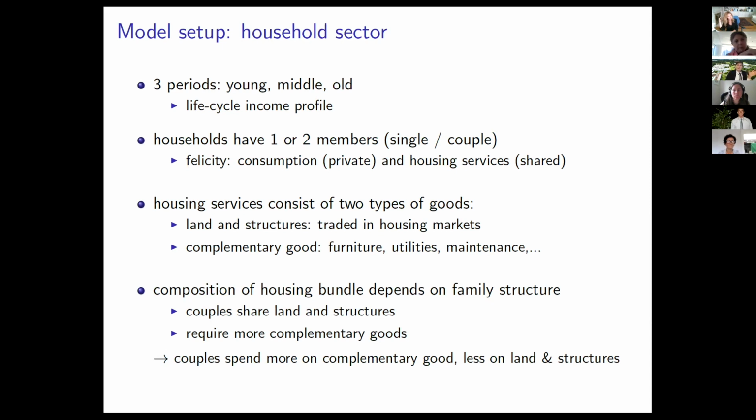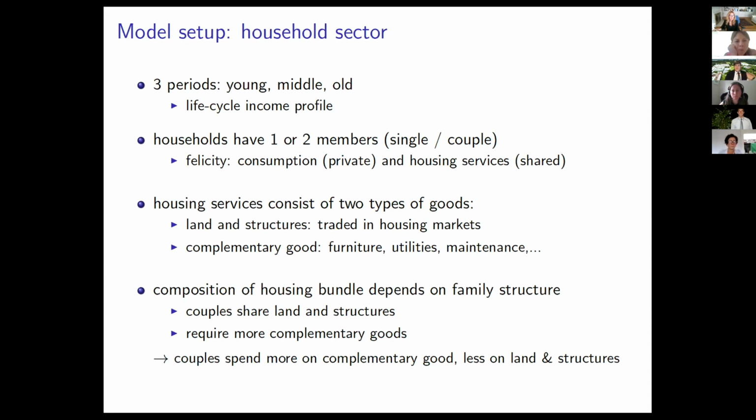These housing services consist of 2 kinds of goods. So first, there's the physical house, which is assembled from land and structures. These lands and structures can be purchased or rented in housing markets. And then second, in order to enjoy utility from the house, people have to heat and cool it, they have to furnish it, and they have to spend some resources cleaning and maintaining it. And this kind of bundle is what we're going to refer to as the complementary good.